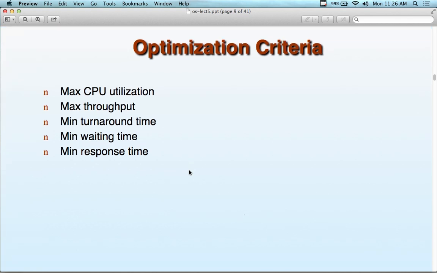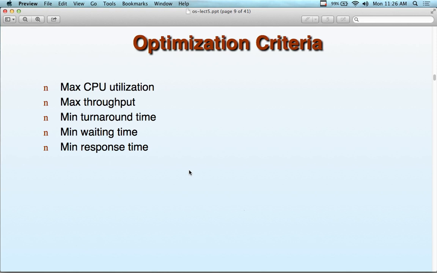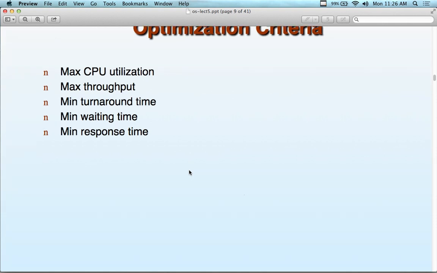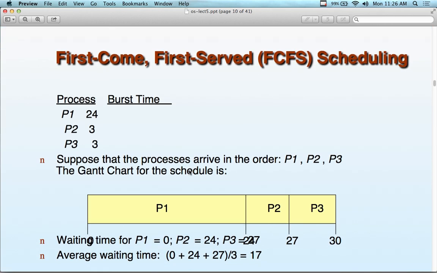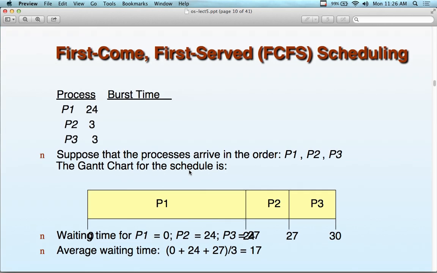Optimization criteria: we want to maximize the CPU utilization, as I previously mentioned. We want to maximize the throughput, get as much done as possible, minimize the turnaround time, how long it takes, minimize the waiting time, and minimize the response time. As soon as we click on that program, we want it to run. So let's take a look and see what we're talking about here.